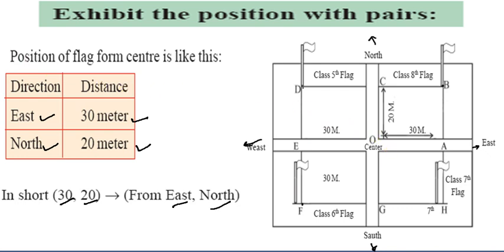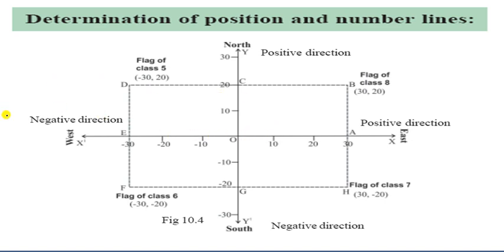How can we represent these points on graph paper? Let us see. It's your graph paper, and watch this position. That is the class 8th flag, and it is the class 5th flag. This one is the 5th flag, and this one is the position of the class 8th flag, and that one is the flag of class 6 position, and that one is the flag of class 7. So let us see what will happen. This one is your x-axis. It is represented by x and x dash, and this one is the north-south position, that is the y-axis. So you can say it is y and y dash.